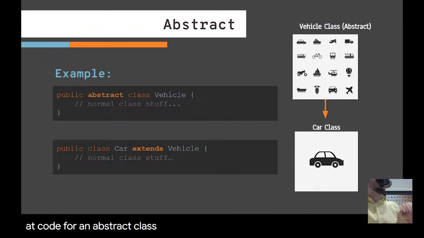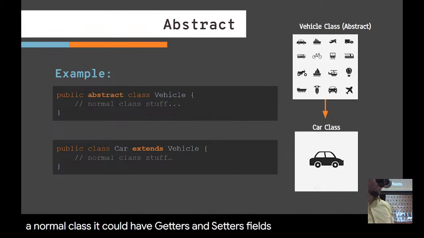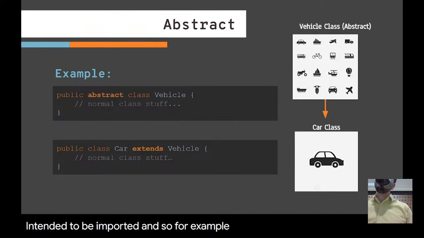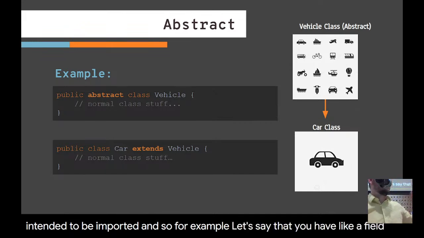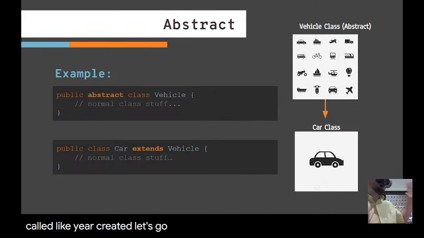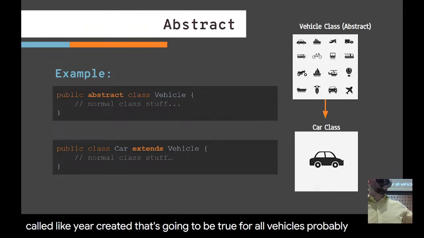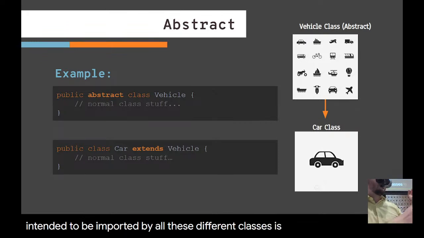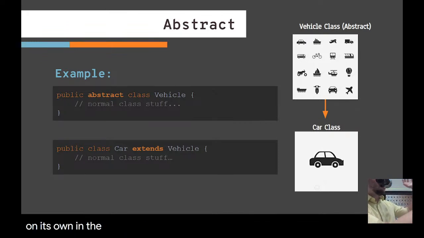So visually, trying to imagine the syntax, what would it look like if we were looking at code for an abstract class? An abstract class could look remarkably similar to a normal class. It could have getters, setters, fields, properties, methods. And those are all intended to be imported. For example, let's say that you have a field called year created. That's going to be true for all vehicles probably. That's just intended to be imported by all of these different classes. It's never going to be used on its own in the abstract vehicle class.